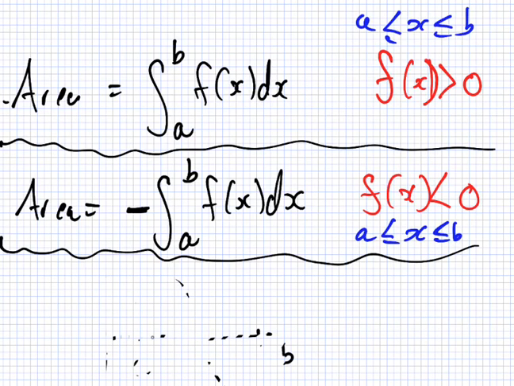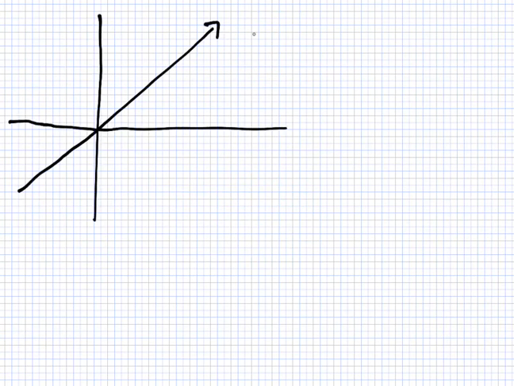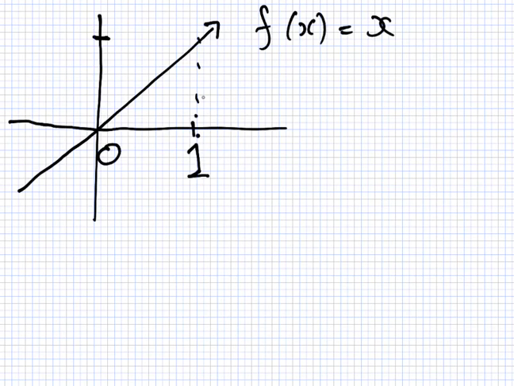So the first example I want to do is an example where you already know the answer. So what I'm going to do here is we have this straight line, and the equation of this line is just f of x equals x. So it's just a straight line. And here I'll mark off 0, and here I'll mark off 1. By the way, what would be the height here at 1? Yeah, it'd be 1, which here is 1.